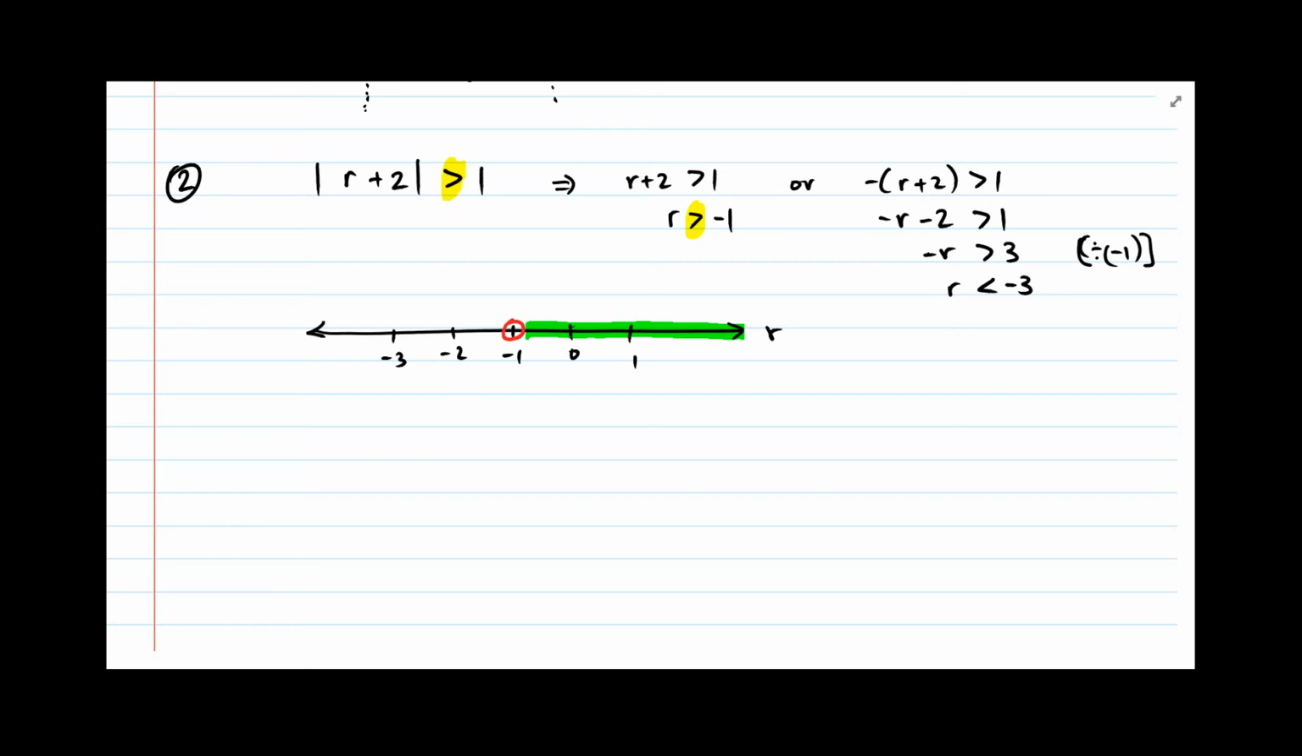Okay, let's look at the next inequality. You had negative 3. r is less than negative 3, which is everything to the left of it. So this is our final solution. And we will write our solution set in the same way, reading off from here: the set of r's such that r is less than minus 3 or r is greater than negative 1.